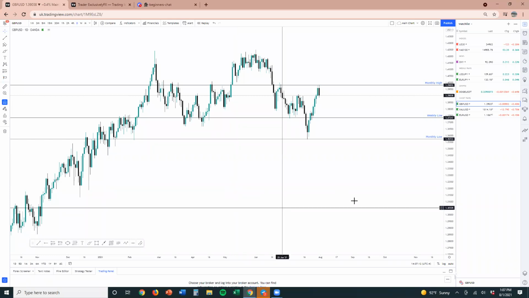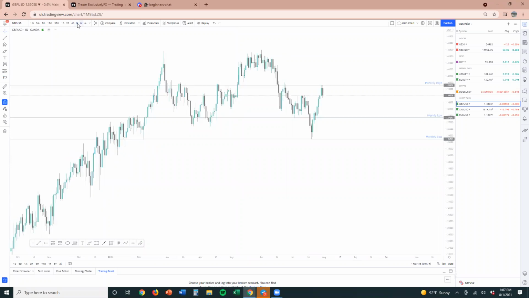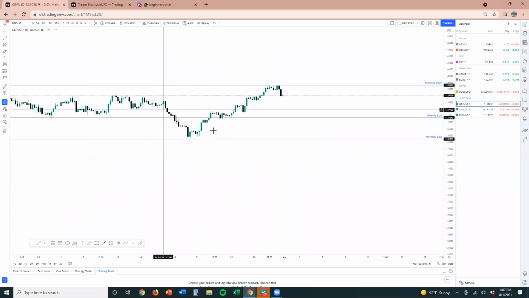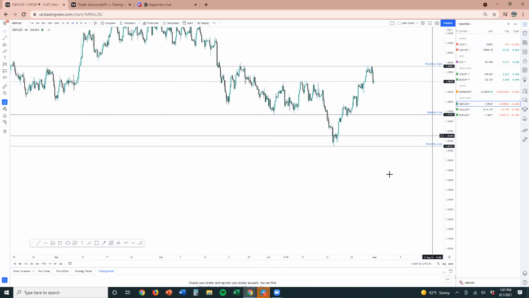So basically, we're just going to go over some stuff today, getting ready for the week. As you can see, this is basically my charts now. I use lines. That's basically it.